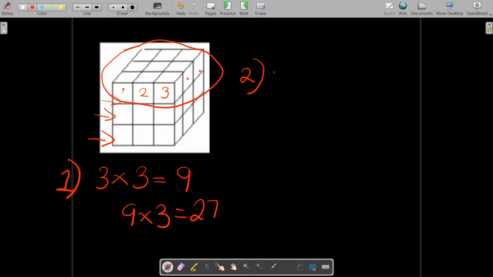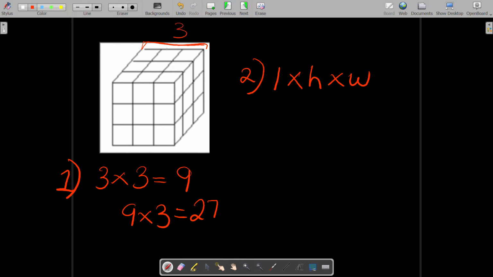So the volume formula would be length times height times width. What we would basically do is take the length, which is this portion right here. This is the length, so the length would be 3. Then we take the height, which is this portion right here, which is 3.